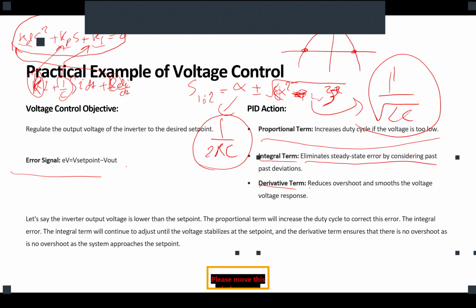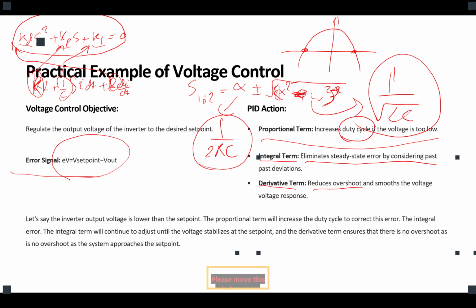Okay. And the derivative part tries to control the overshoots. So if you wanted to have voltage control, it would affect your duty cycle in your inverters. Okay. Are we good? How could we affect the duty cycle in the inverters? We have two leverages to do that. Do you remember that? With what parameter can we control how much the switch is on and how much is off?